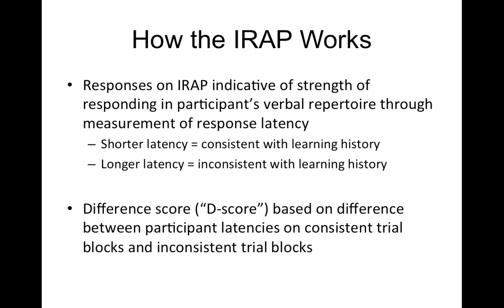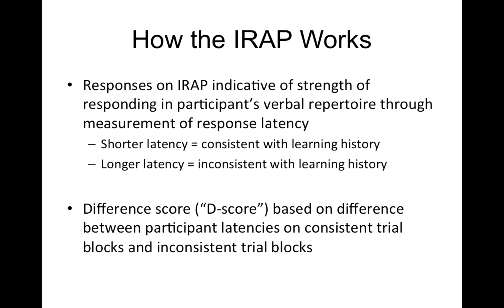So responses on the IRAP are indicative of the strength of responding in a participant's verbal repertoire through the measurement of response latency. This IRAP and other similar procedures are used to measure somebody's implicit attitudes, that is, their immediate relational responses. Because of this, there's usually a really short latency requirement where people have to, for example, respond within half a second, within 500 milliseconds, to each trial. This is to maximize the likelihood that they're actually capturing that initial relational response and not more elaborate relational responses. So, quote unquote, the more genuine implicit attitude response.